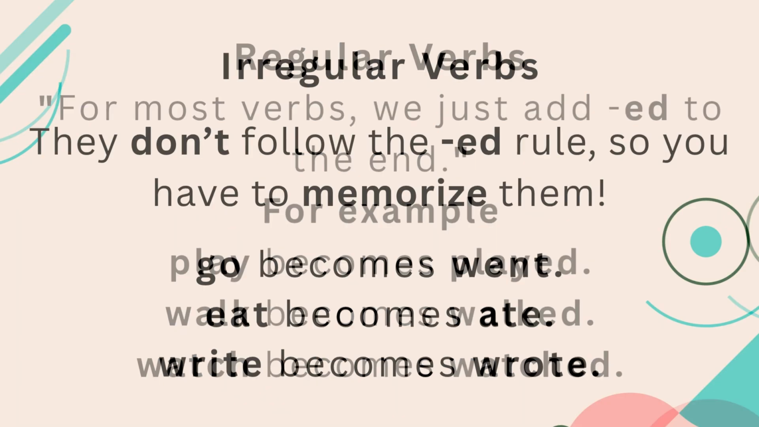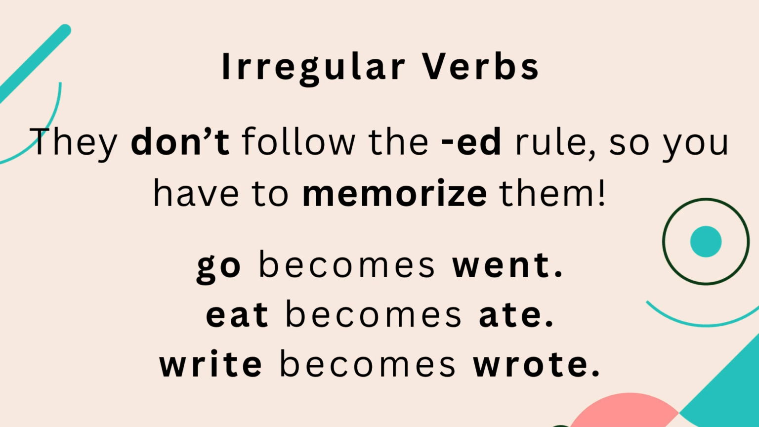Irregular verbs. But a lot of common verbs are irregular. They don't follow the ED rule, so you have to memorize them. Go becomes went, eat becomes ate, write becomes wrote. Let's look at some examples.